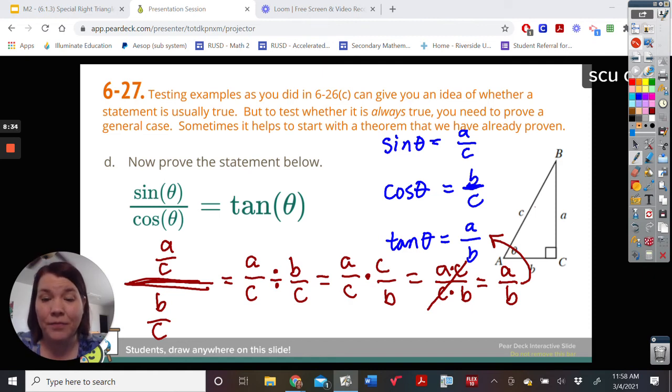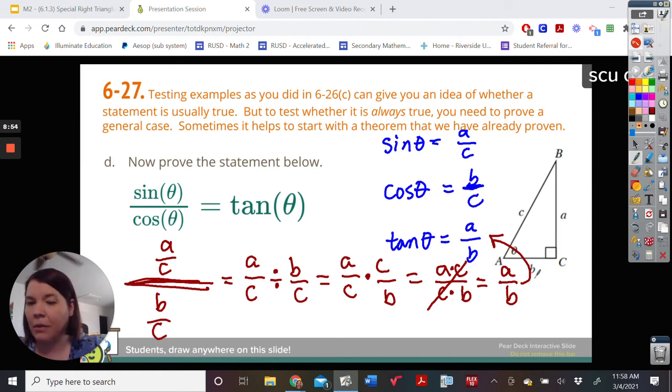Tangent, however, can be bigger than 1. It's a little weird because A divided by B, if A is larger, it's going to be larger. Okay? So tangent can be bigger than 1, but sine and cosine are always less than 1, but bigger than negative 1. Or equal. Can be equal. All right. So that's that.